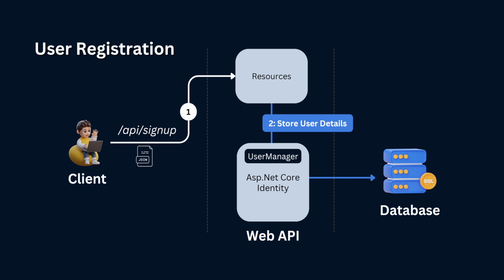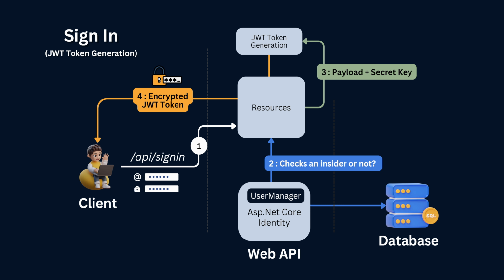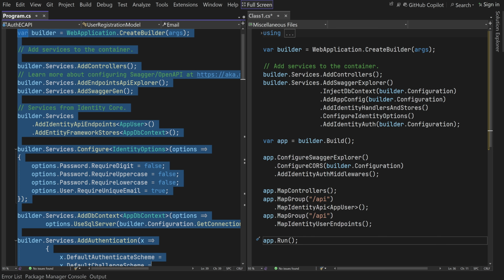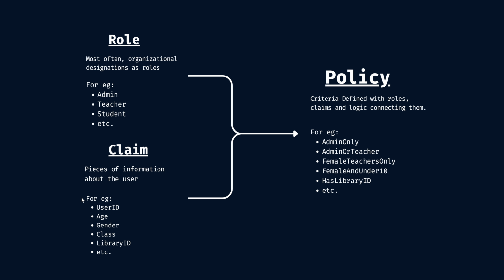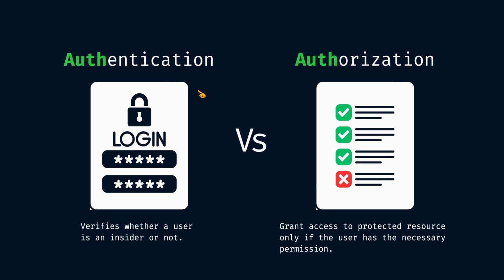In the first section, we have discussed user registration. Then in the following section, user authentication is implemented with JWT, and how to organize program.cs file is covered in the last section. Now in this section, we'll discuss all about user authorization. Now let's start with comparing the process of authentication and authorization. Authentication verifies whether a user is an insider or not. Now, the process authorization grants access to protected resource only if the user has necessary permission.